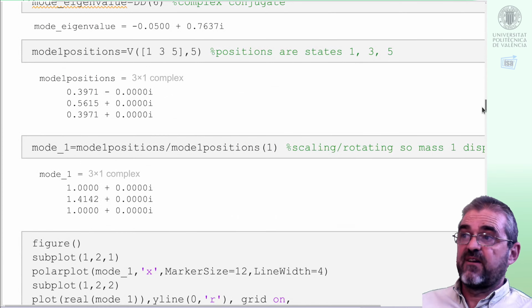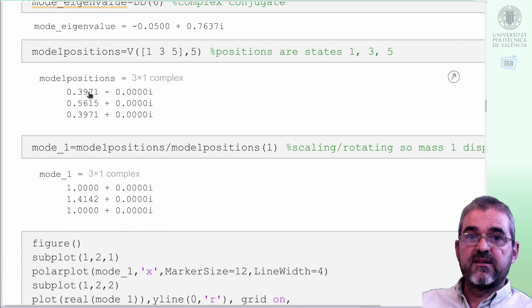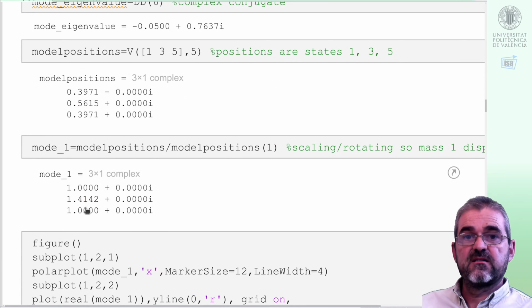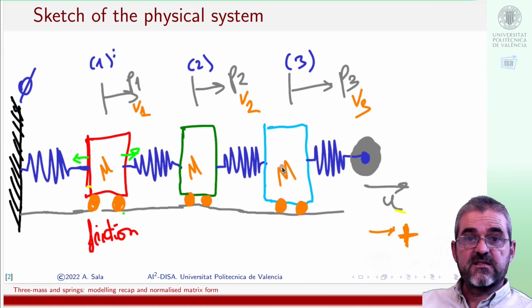And if I scale, so dividing by the first component so that the first component is 1, we understand better what it means. It means that in this mode, left and right masses move with a given amplitude, and center mass moves with an amplitude square root of 2 times larger, and they move in phase.